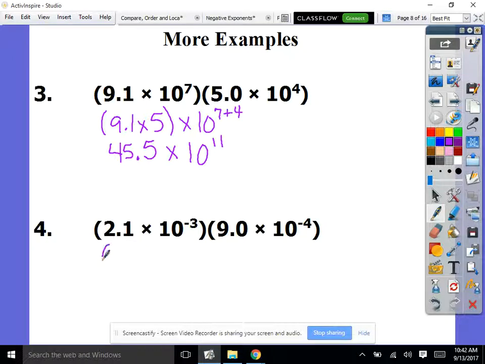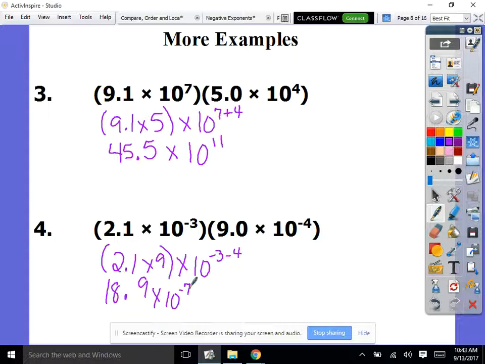All right, rewrite and group 2.1 times 9 times 10 to the negative 3 plus negative 4. So 9 times 1 is 9. 9 times 2 is 18 times 10 to the negative 7. And we'll look at that problem tomorrow too and finish working it.